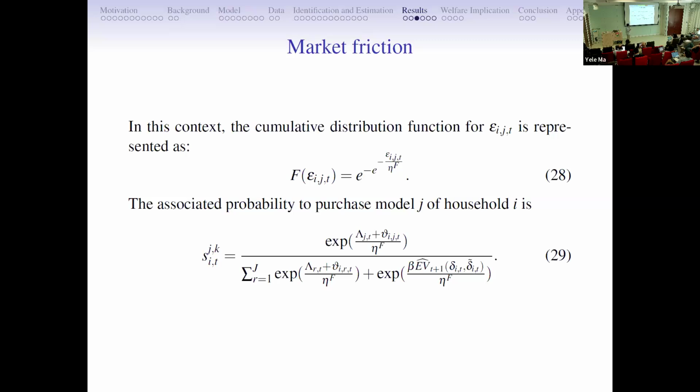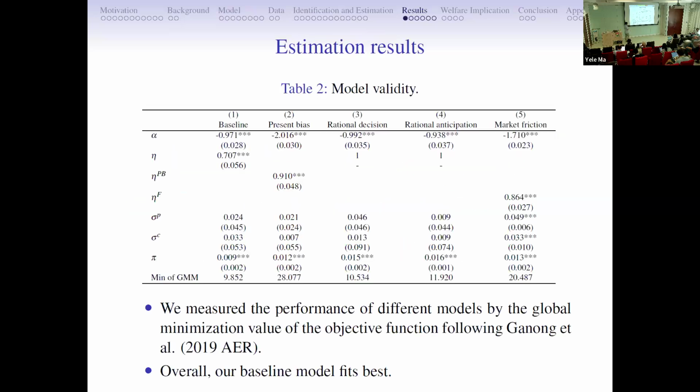And later we introduce a market friction model. This market friction model is very similar to a search model, but with search costs represented by the entropy introduced by the search effort. So in such a framework, we can convert the unit search cost to eta f here, and we transform the search framework to a generalized IID distribution of the type 1 extreme value distribution. And we also estimate the performance of such a model. So overall, we compile the minimum value of the GMM objective function under different kinds of models here, and we show that our baseline model fits the best.